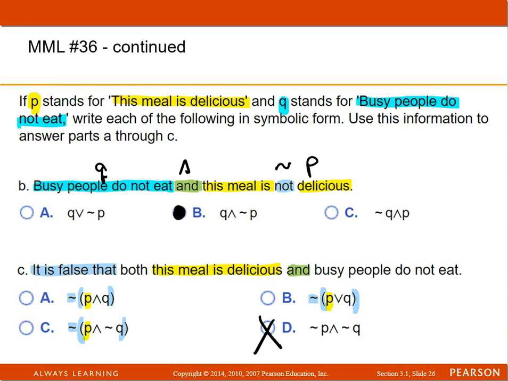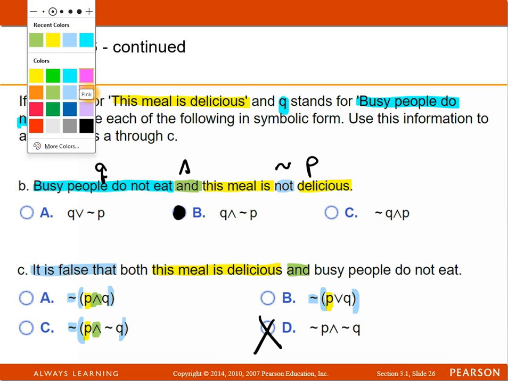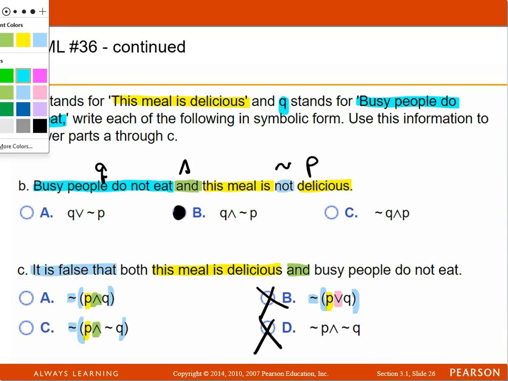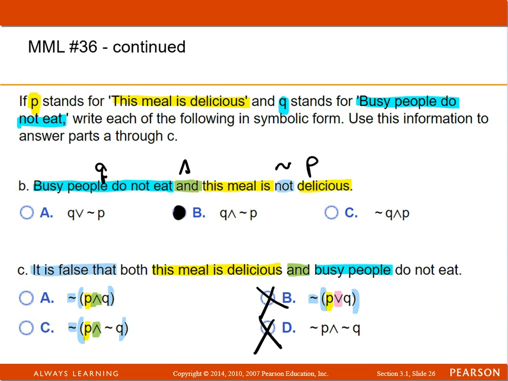And then it has an and. This one has an and, that one has an and. This one has an or. So that one's out. And then it says, busy people do not eat. So that should be a Q. And so this one has a Q. Now this one also has a Q, but they threw in a negation on it. So that one is out. And A is the answer.